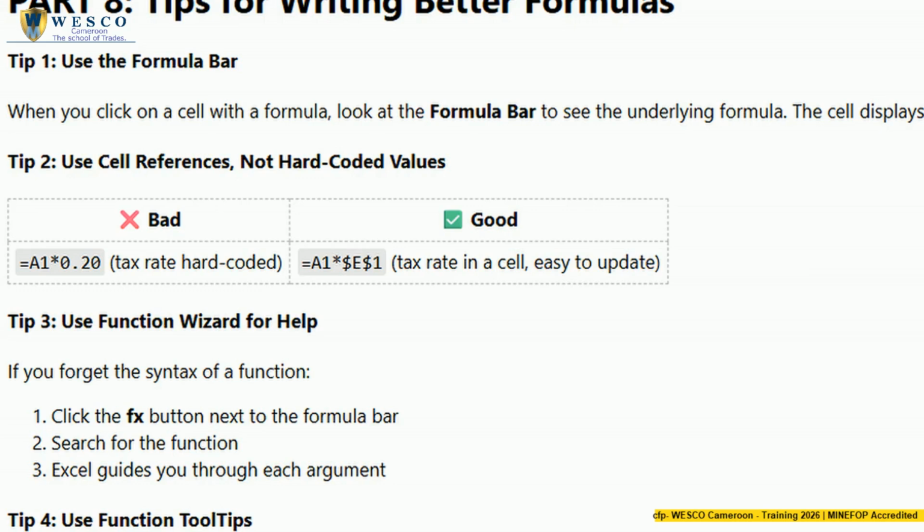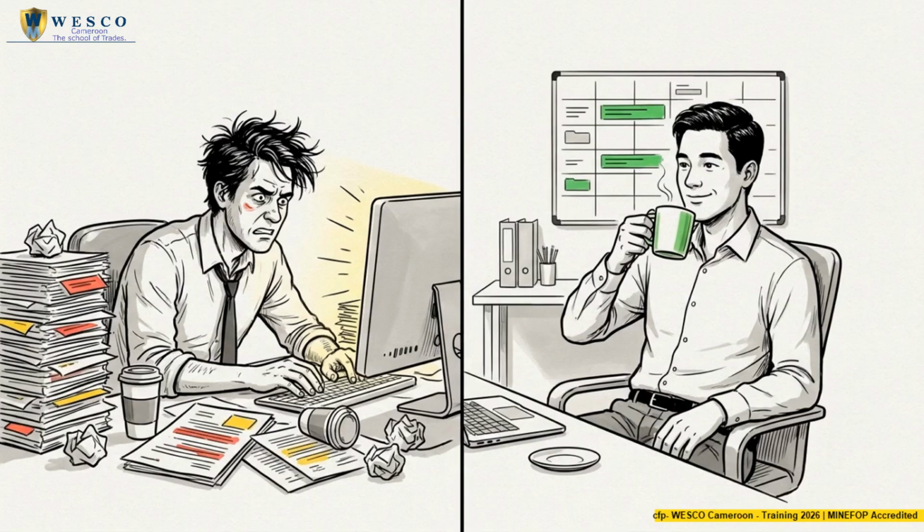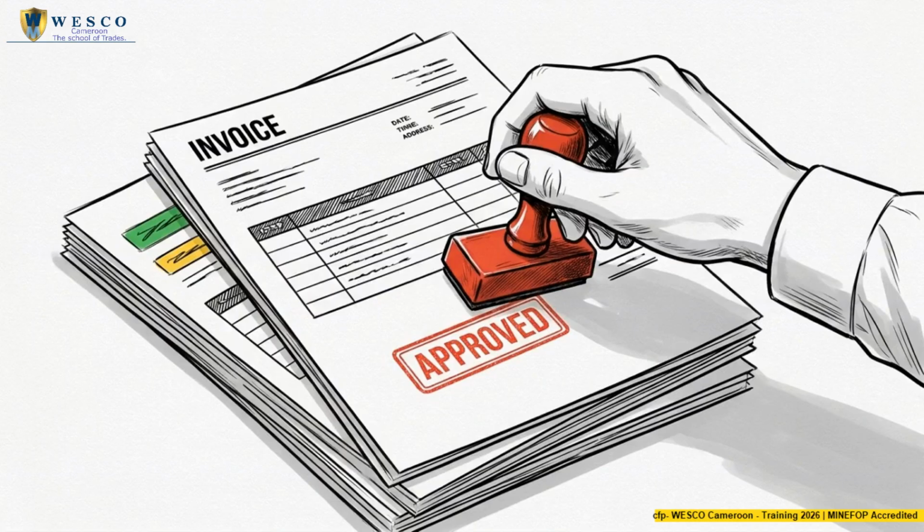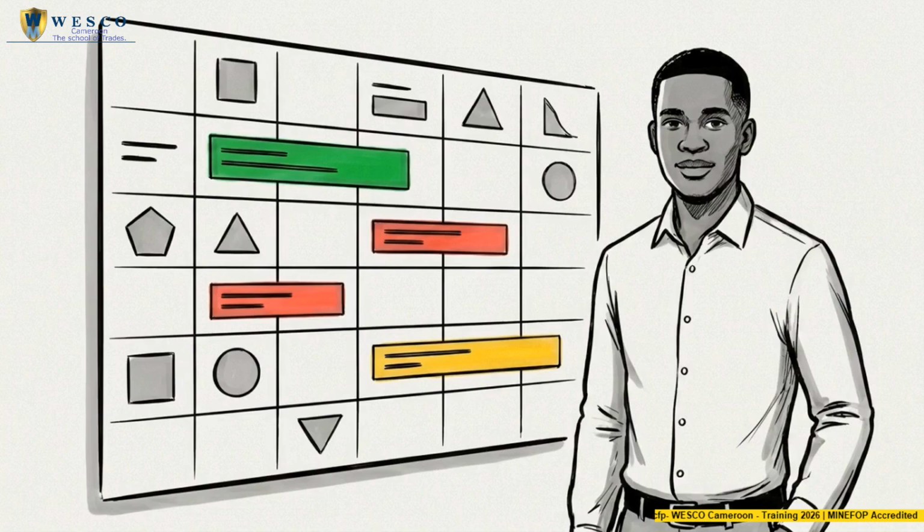If the government changes the tax rate next year, you update that one single cell, and every calculation tied to it updates automatically. Using cell references future-proofs your work. It saves hours of manual updates later on and prevents costly pricing errors for the shop owner. Moving to Tip 3, we're going to look at descriptive statistics.